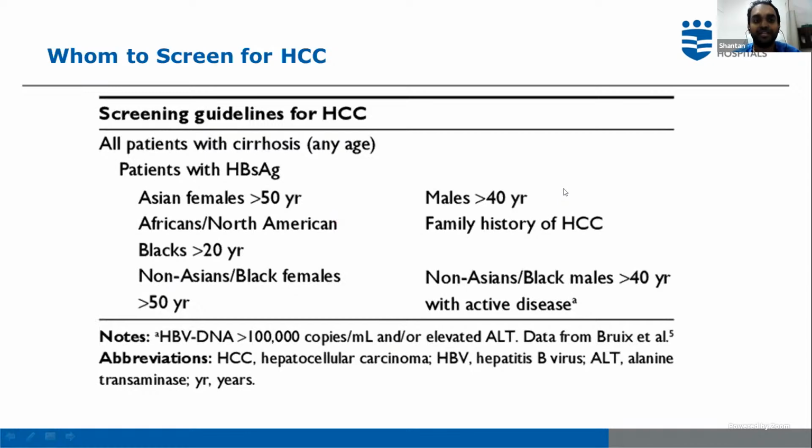So whom to screen for HCC? The screening guidelines for HCC include all patients with cirrhosis, along with patients who are HBsAg positive, that is, patients with chronic hepatitis B. An age criterion has been defined by various societies: Asian females more than 50 years, or males more than 40 years with a family history of HCC, or any males over 40 years along with active disease. Active disease has been determined by elevated ALT with a DNA of more than log 5.